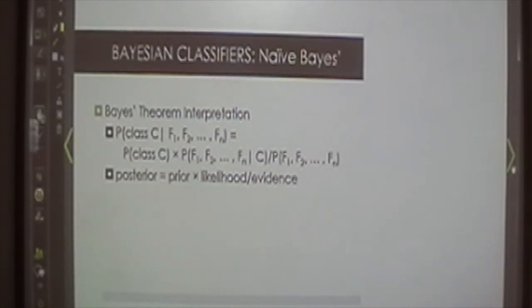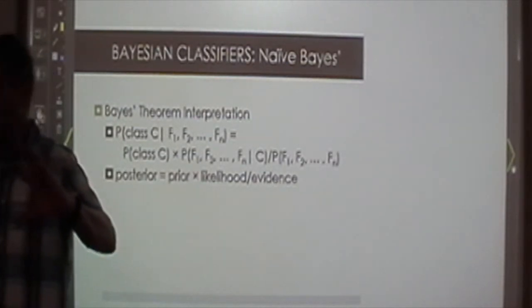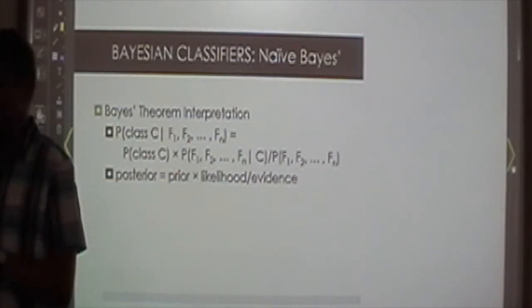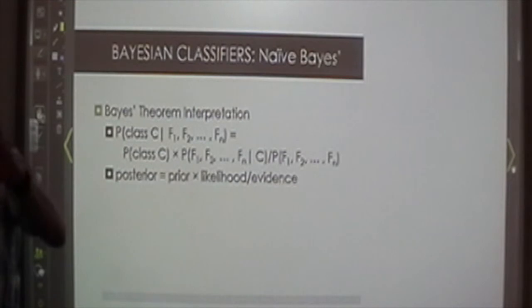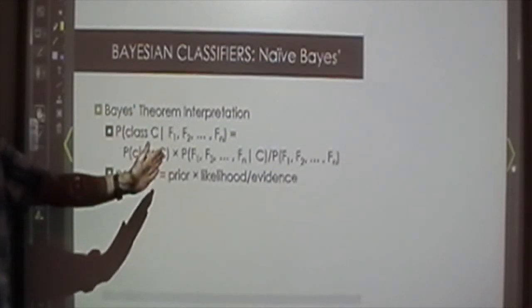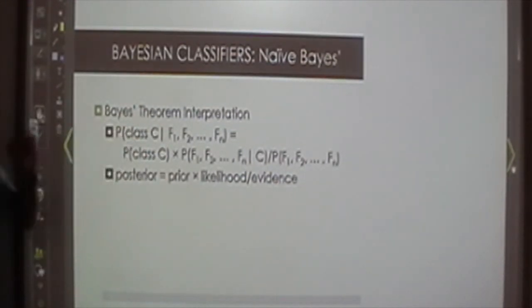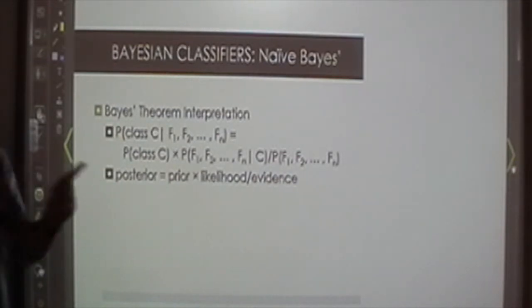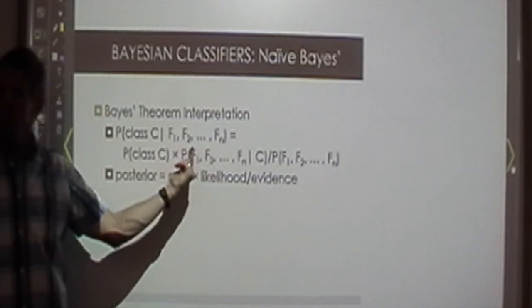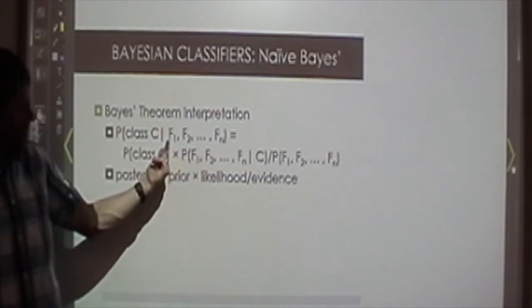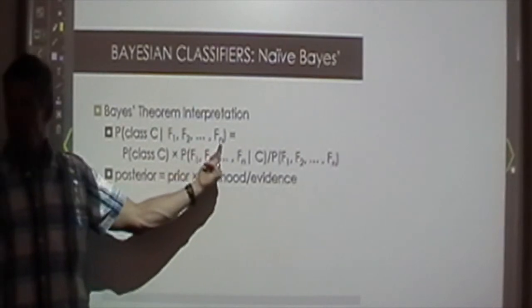Okay. So now we're going to try to take this idea of Bayes' theorem and apply it to classification. I want to make sure before we begin that everyone's reasonably okay with Bayes' theorem. So here's our interpretation that we're going to use for application to classification. We're going to notice we have that conditional probability. We're going to get the probability of being in a particular class, C, given the values of our attributes, so our features. Our features are F1, F2, up through Fn.